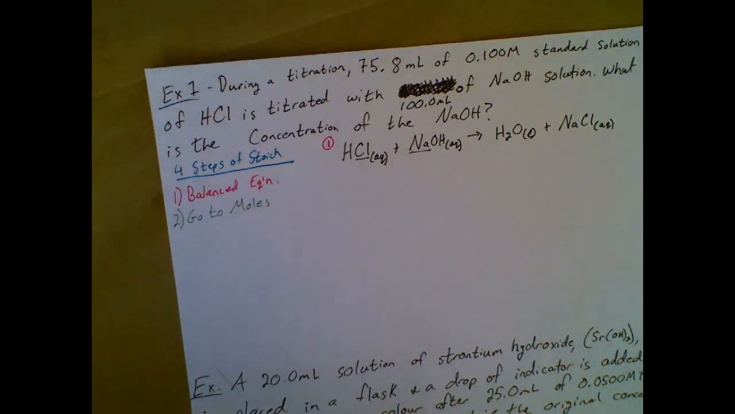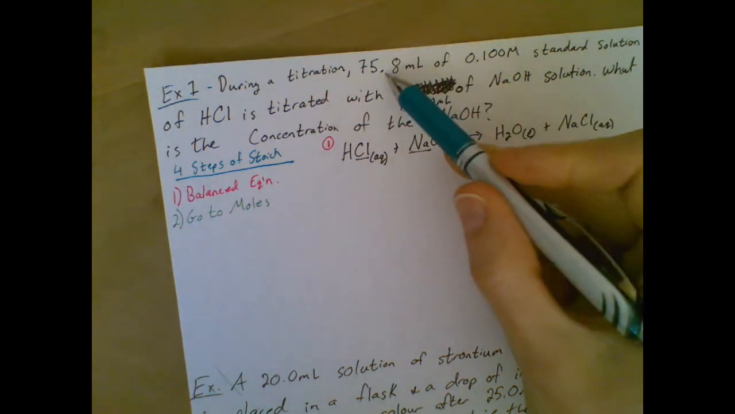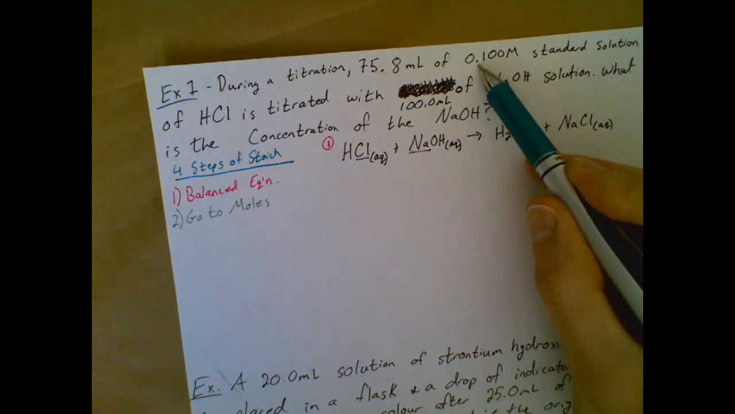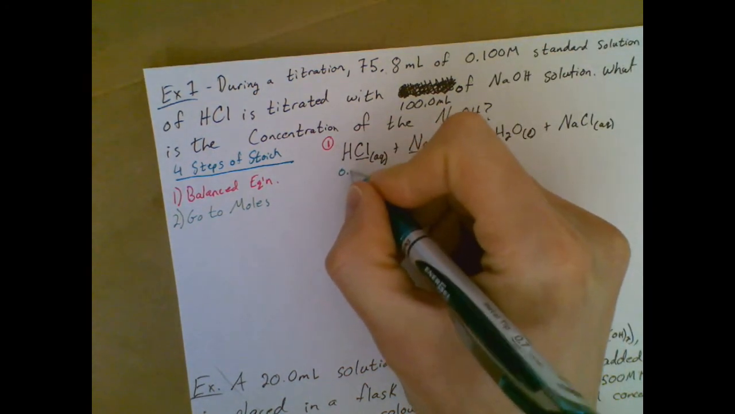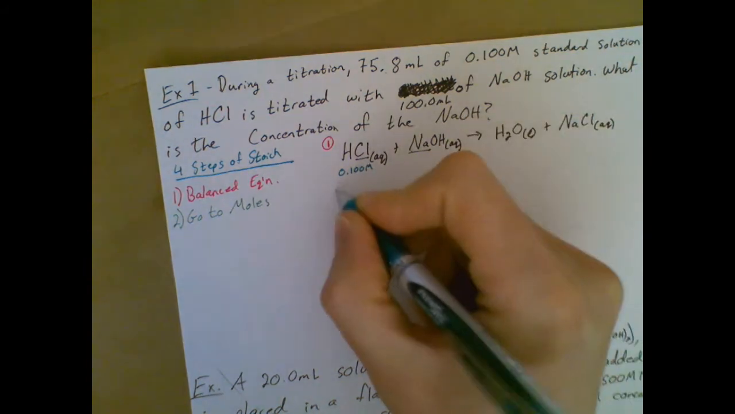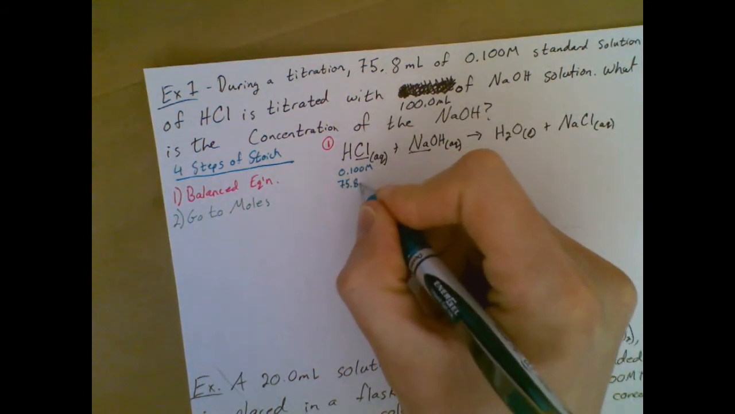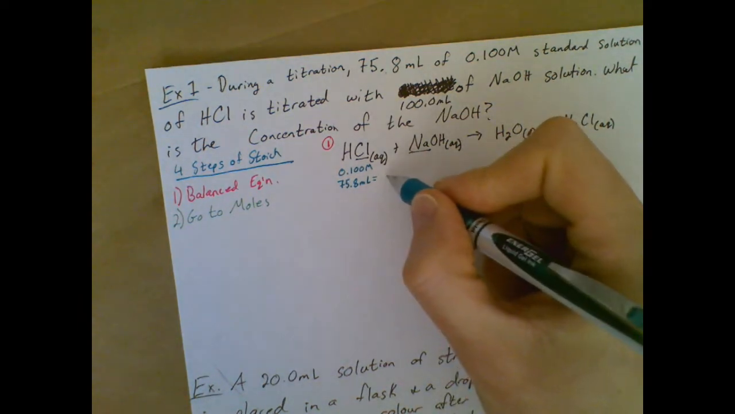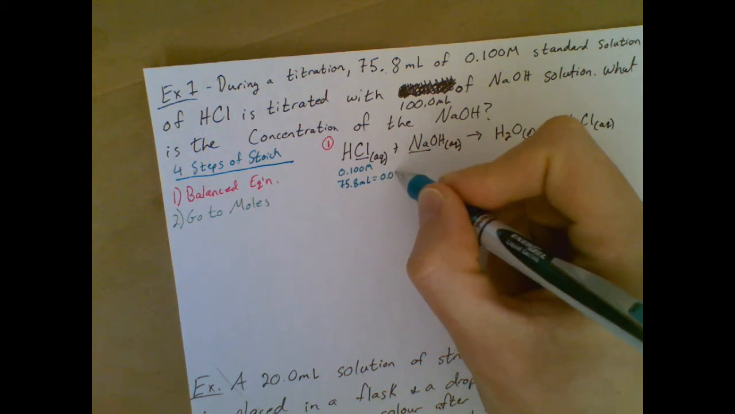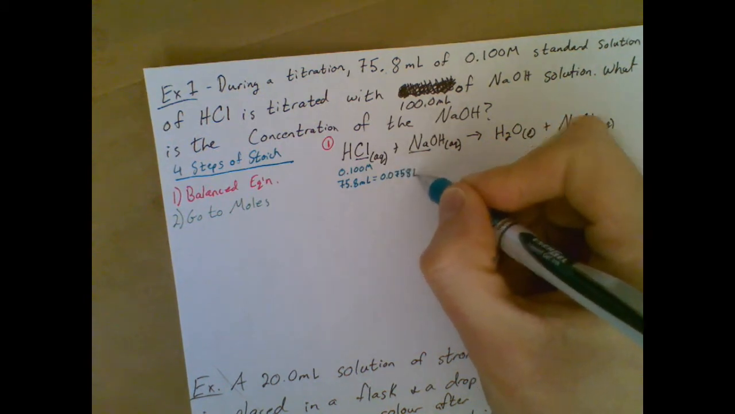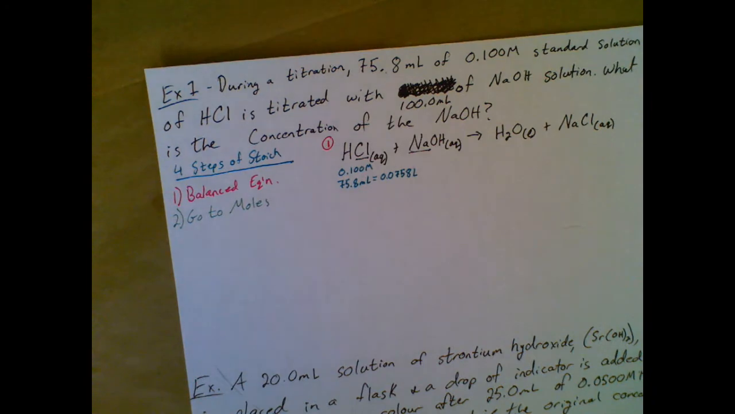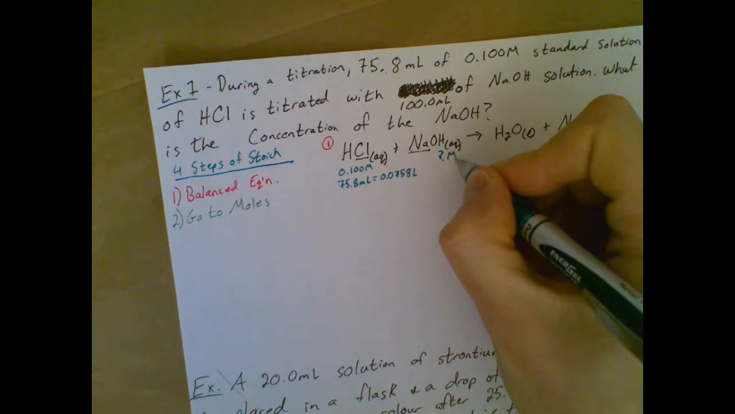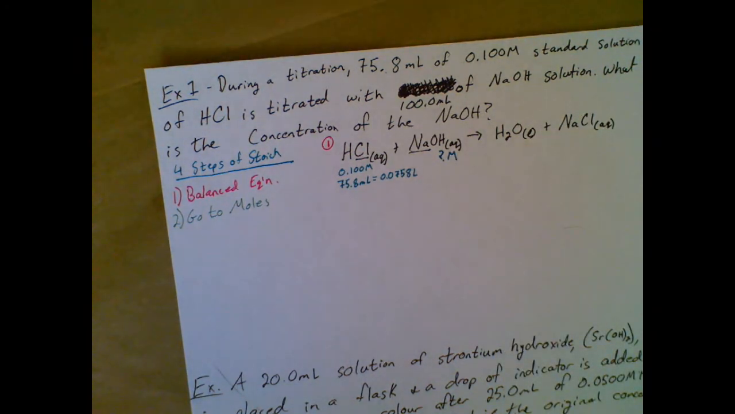And the information that I was given is that I had 75.8 milliliters, 0.100 molarity HCl. So 0.100 molarity HCl, 75.8 milliliters. Here's what I'm also going to do. I'm going to convert that into liters. I'm going to go 0.0758 liters. What am I trying to solve? I'm trying to solve the concentration of sodium hydroxide.